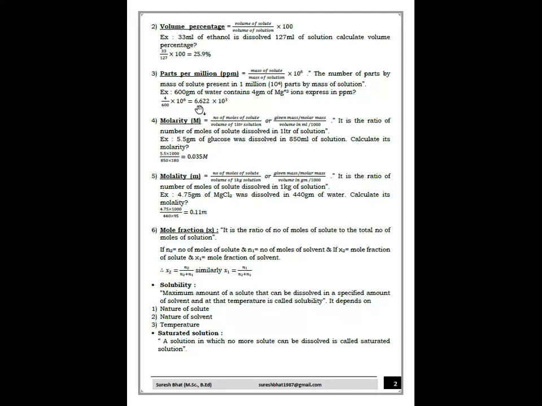When you simplify this, you'll get the answer as 6.622 into 10 raised to 3. I have converted the decimals, right?